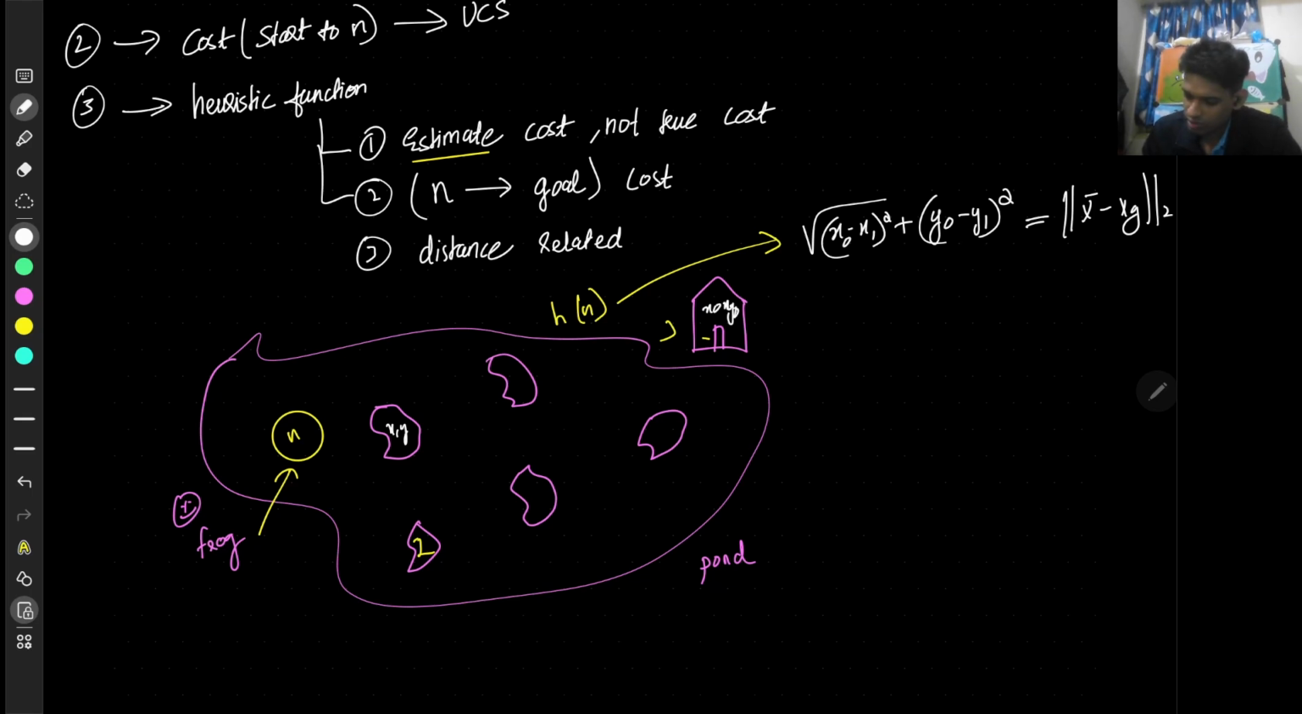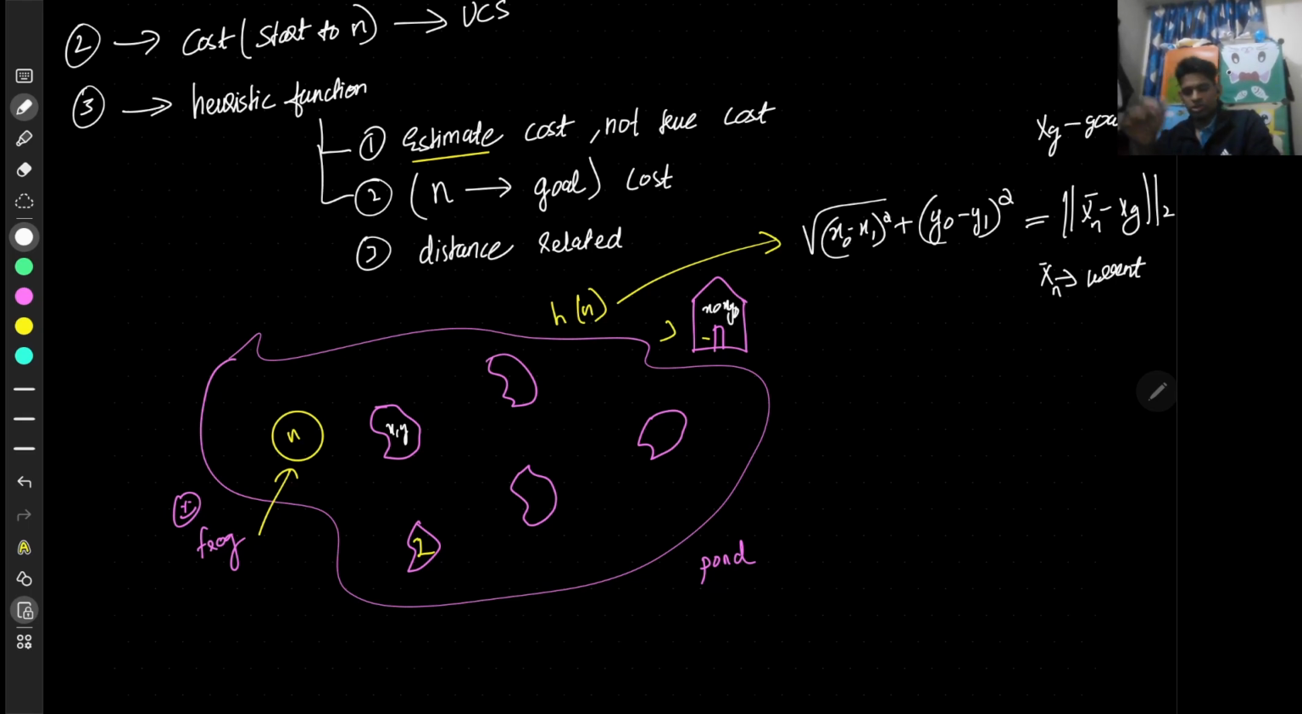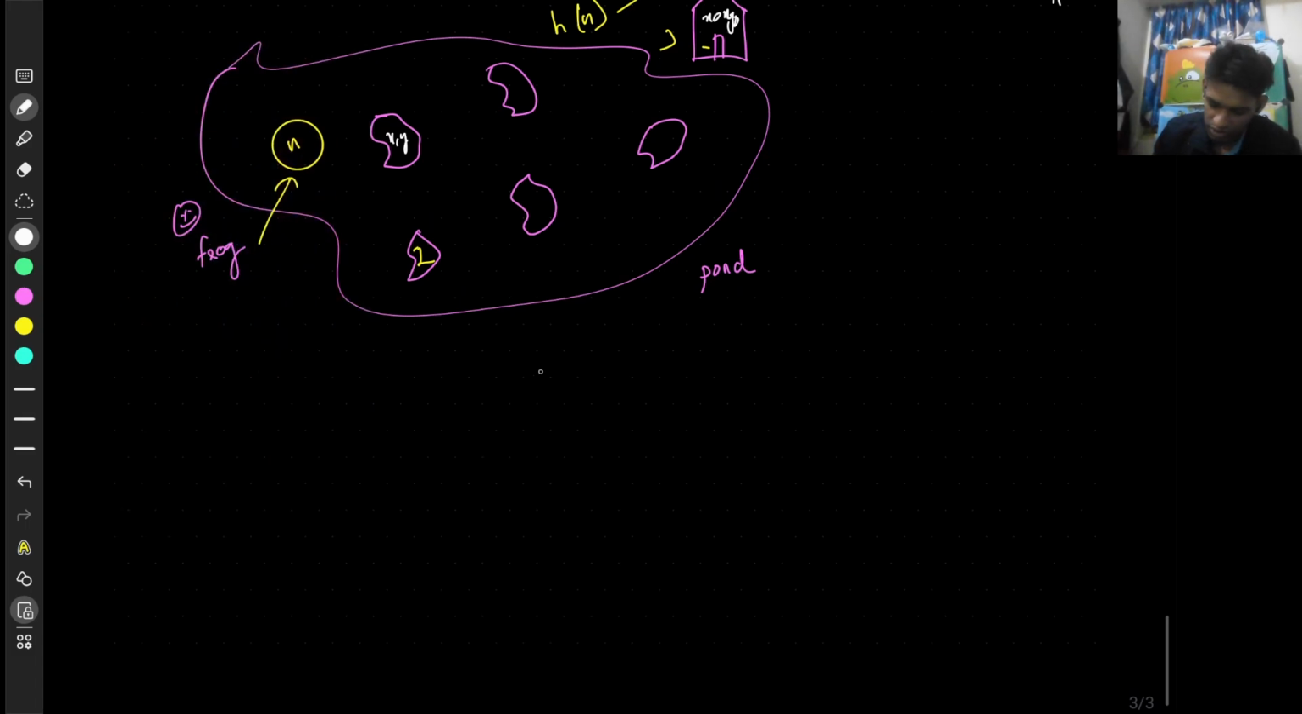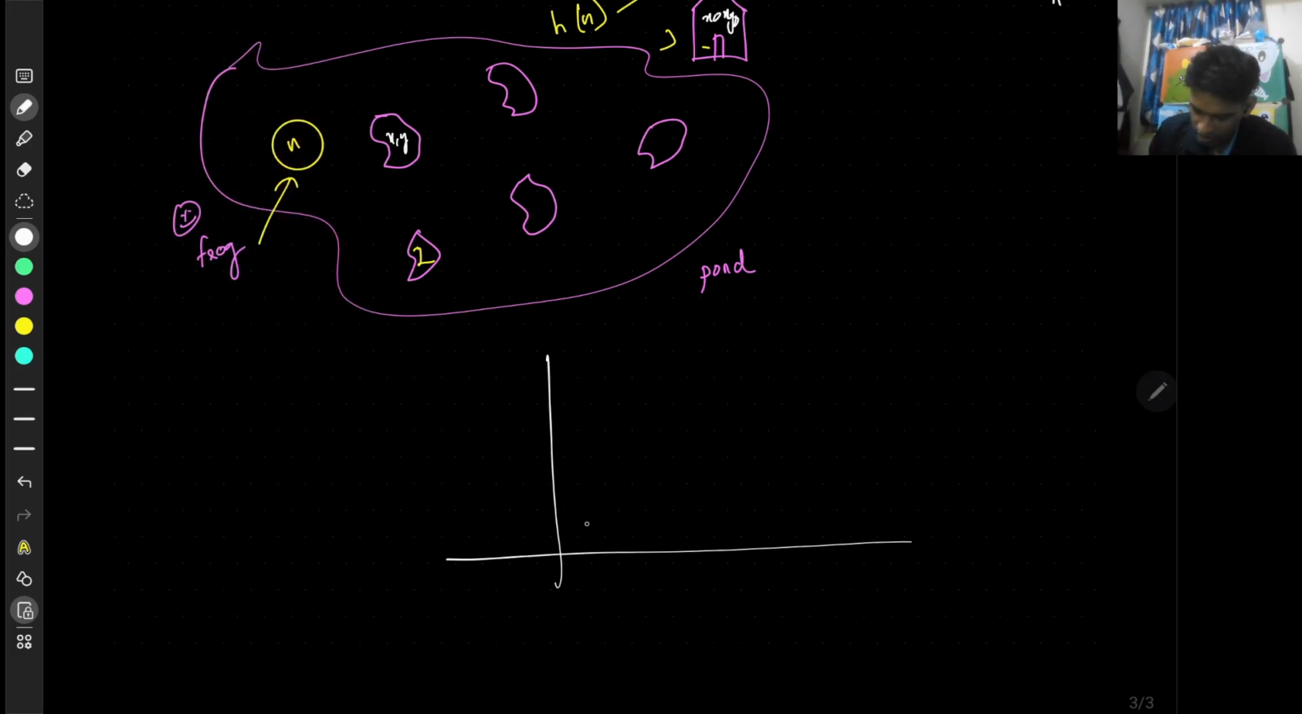Yeah, something like this. So xg is like the goal, and x cap is like your node xn, your current node. So it is the Pythagorean distance between your goal node and your particular current node. That is an estimate, right? That is an estimate of how far it actually is.